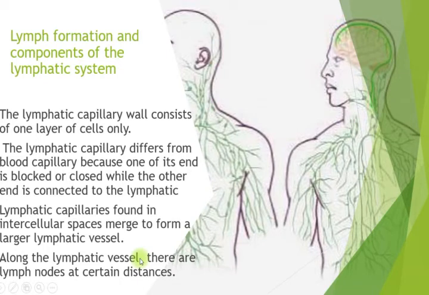You have to know that the end of the lymphatic capillary is blocked or closed. We call it the blunt end. The lymphatic capillaries then merge to form a larger lymphatic vessel, and along the lymphatic vessel there is a lymph node.